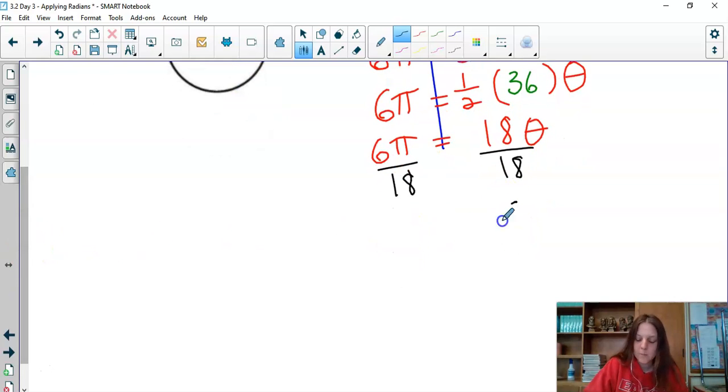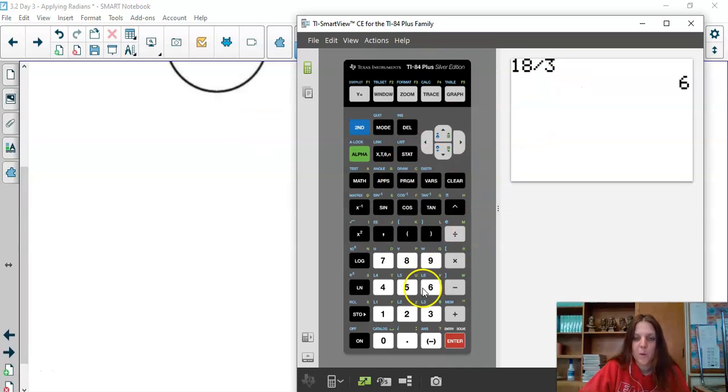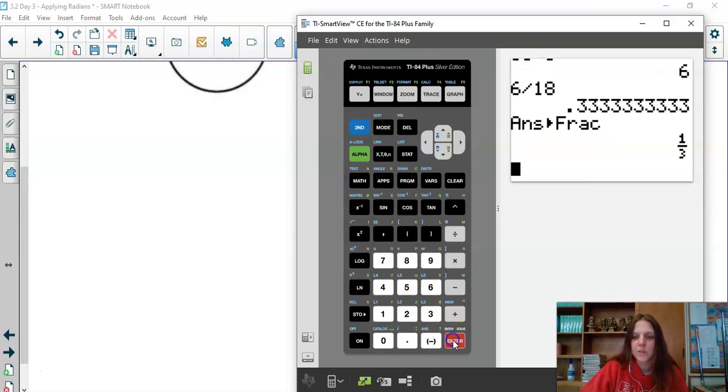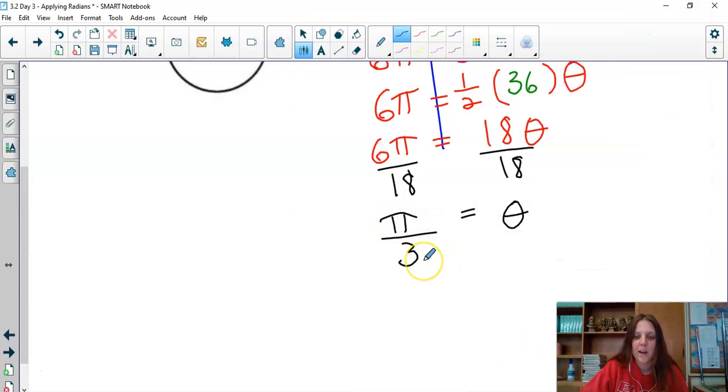If you have a hard time dividing this, you can use your calculator if needed, but really 6 and 18 both divide evenly by 6. 6 pi divided by 6 is 1 pi, or just pi, and 18 divided by 6 is 3. You could also use the calculator to help you with this. You would just do 6 divided by 18. You'd see that it's 0.3 repeating, which is 1/3 as a fraction. You could hit math, enter, enter, just to confirm your thinking, and it is 1/3, or in this case, pi over 3.